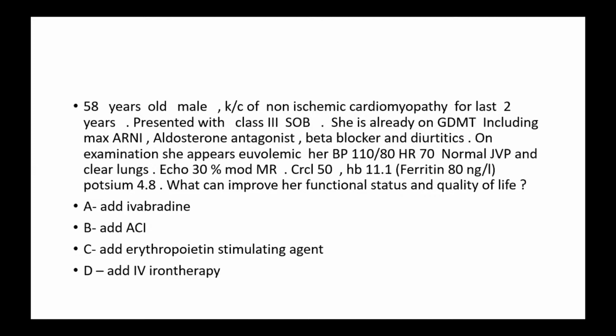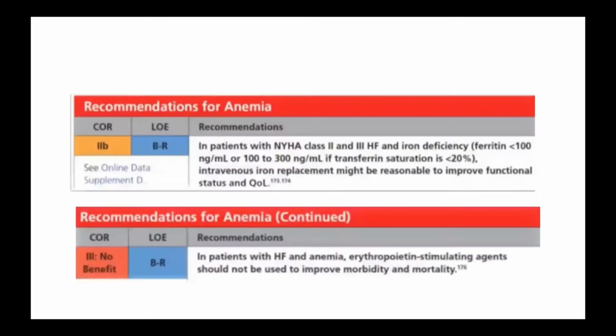Plus 2. Not more than 70 to add everybody. Why not ACE? Because the patient is already on the ARNI. So the message here is that in a patient with class 2 and 3 heart failure and iron deficiency, especially if ferritin is less than 100, or between 100 and 300 nanogram and the transferrin saturation is less than 20%, IV iron might be reasonable to improve the functional status and quality of life.